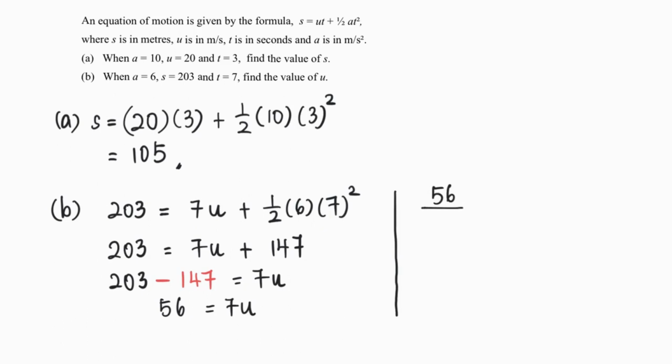because I see a 7 here. I'm going to divide by 7 on both sides such that I'm only left with U. So 56 over 7 is 8. Therefore, final answer, U is equals to 8.